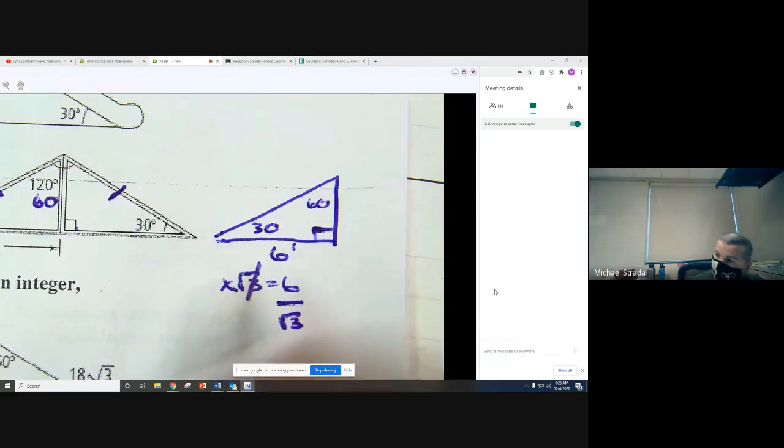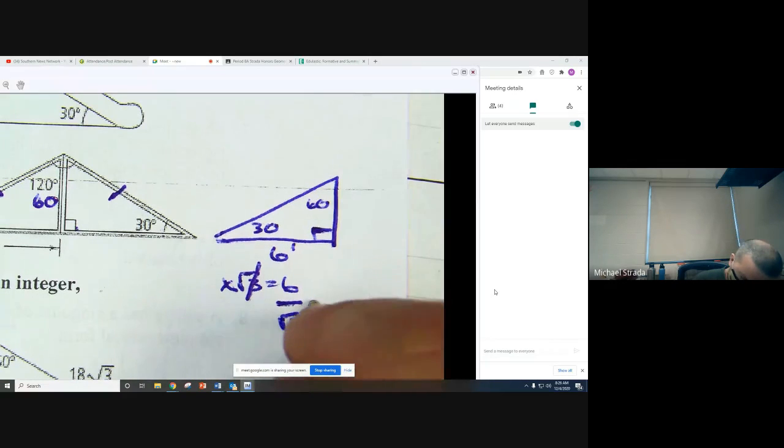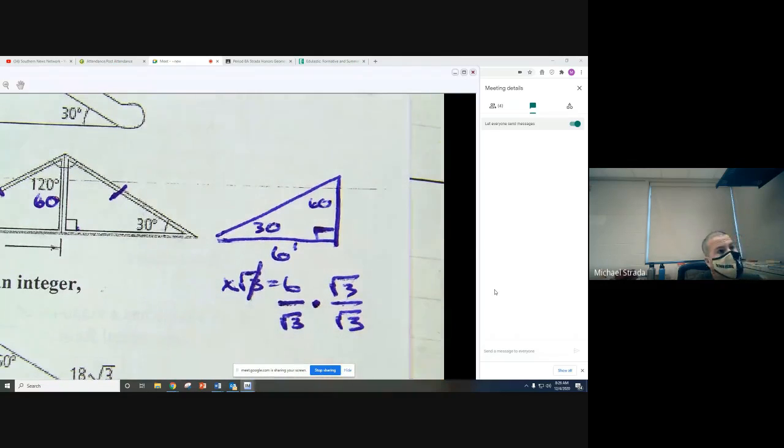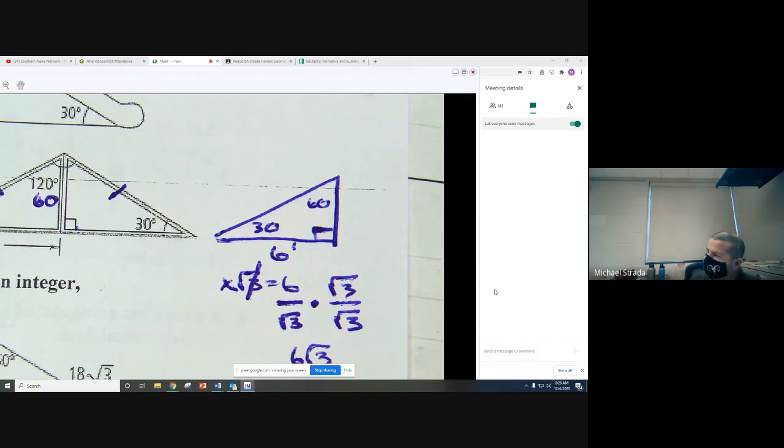Cancels out. I got 6 divided by root 3. If I rationalize the denominator, that means I multiply top and bottom by root 3. All right, that's going to give me 6 root 3 over 3. Does 3 go into 6? Yep, twice. So my final answer would be 2 root 3.